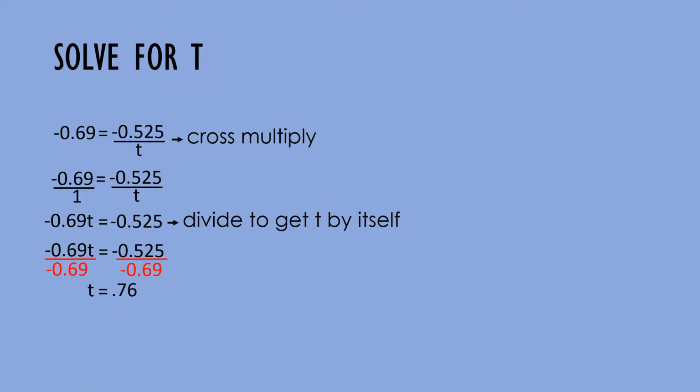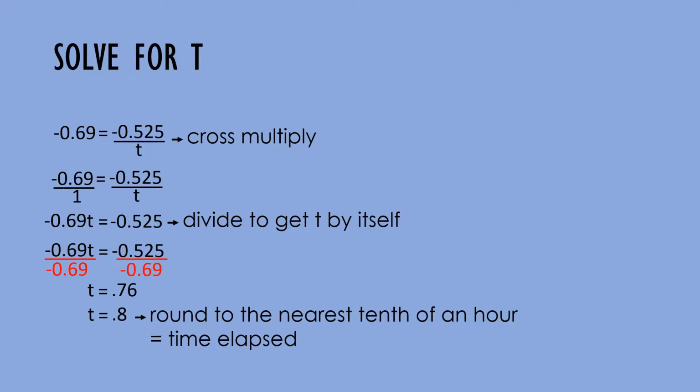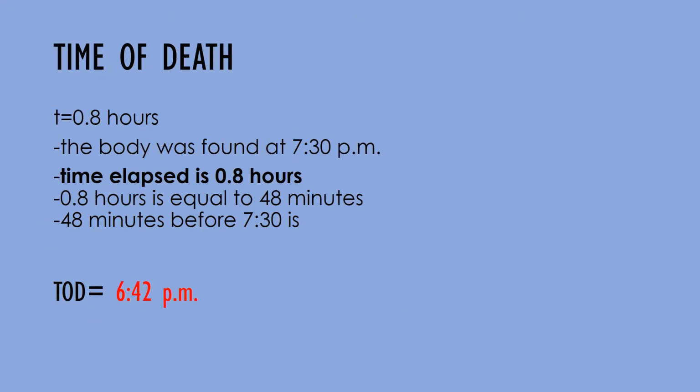Now we have solved the time that has elapsed between the time of death and the time of discovery. However, we round to the nearest tenth of an hour, and that equals T equals 0.8. Once we have that information, we can go back to the information that was given to us before, and we can say that the body was found at 7:30 p.m. The time elapsed is 0.8 hours, and we can also say that that is equal to 48 minutes. 48 minutes before 7:30 is 6:42, so the time of death was 6:42.